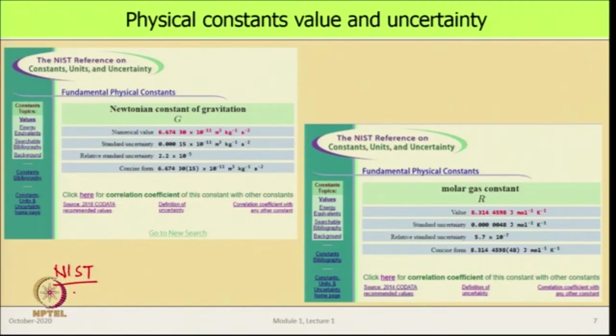The first one here is the Newtonian constant of gravitation, the symbol G. We have been told that this has an exact value of 6.74 into 10 to the power minus 11. These are the units. But this table tells us something else. It says that the numerical value of G is as given here, 6.6743 into 10 to the power minus 11 meter cube per kg per second square.